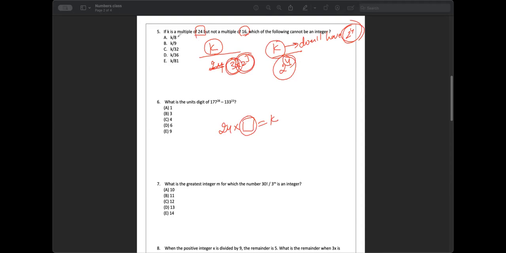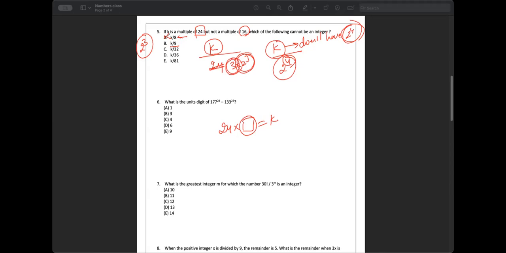Okay. So K by 8. Does K have 8? Does it have 2 cube? Yes, it has. So it's an integer, out. K by 9. Can it have 3 square? Is there any restriction on 3? No, it can have.